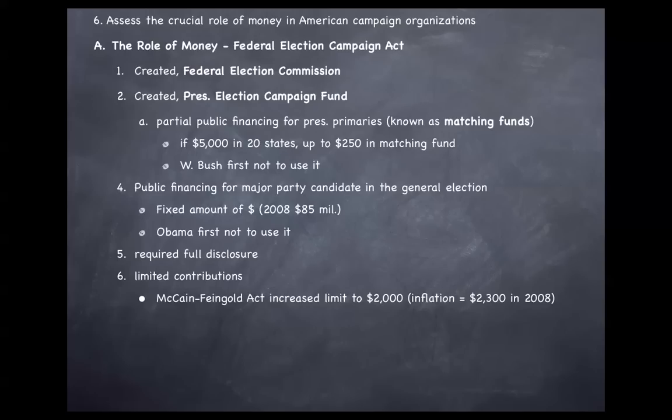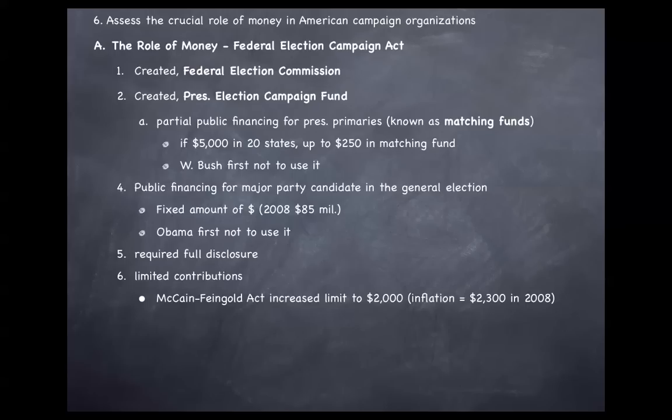Public financing, number 4, for major party candidates in the general election. So in the primary, you can get matching funds. Also during the general election, you can get funding. But again, it's limited on how much you receive. It's a fixed amount every 4 years. In 2008, it was $85 million that you could get if you were from a major party.